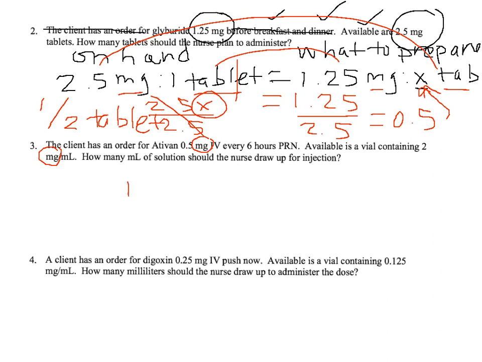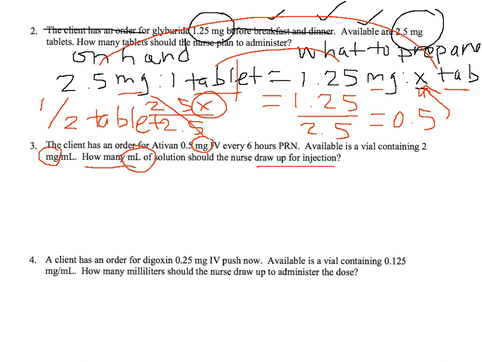So we've got 2 milligrams per mil. Sorry, I got interrupted there. So I think we were talking about what's ordered is in milligrams, and the vial comes with 2 milligrams per mil. And so now the next crucial piece in the conversation is what is the test question looking for? Well, it wants to know how many milliliters of solution the nurse should draw up or prepare for injection.